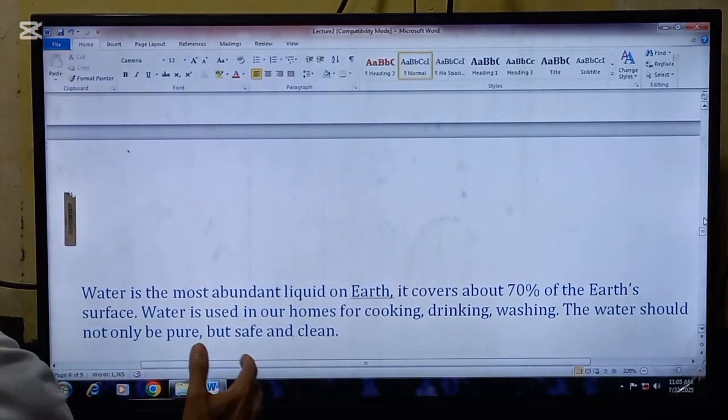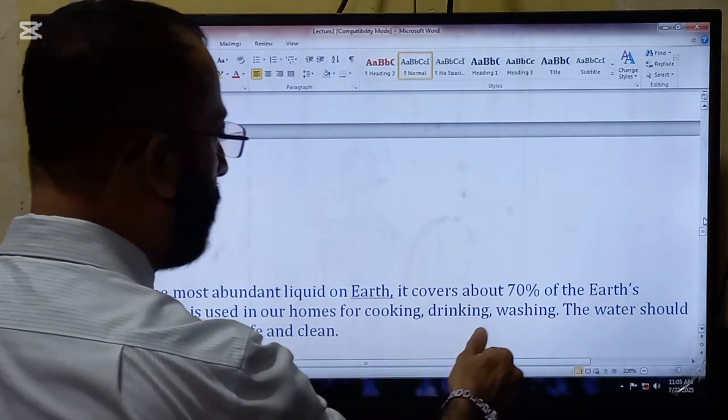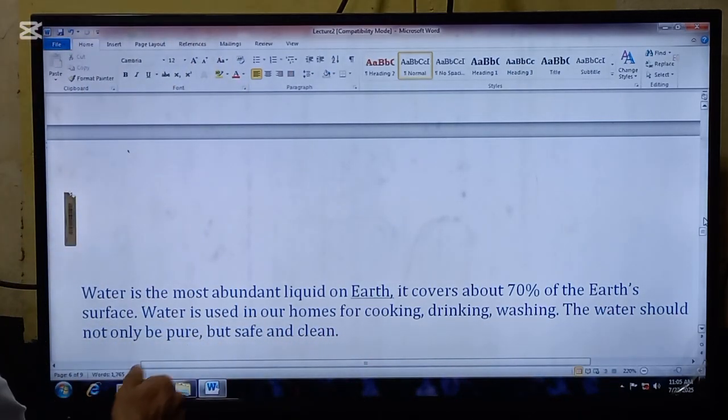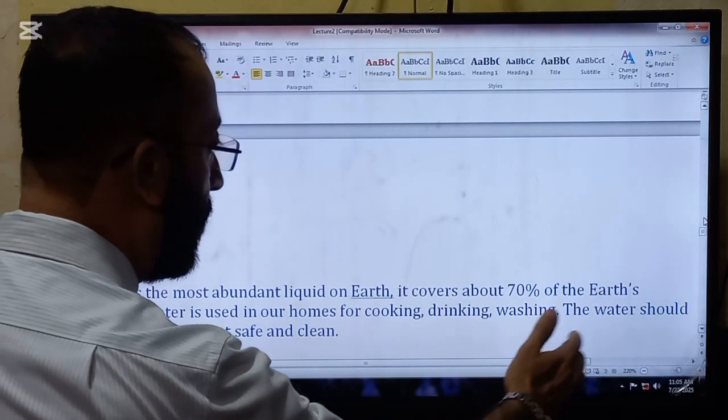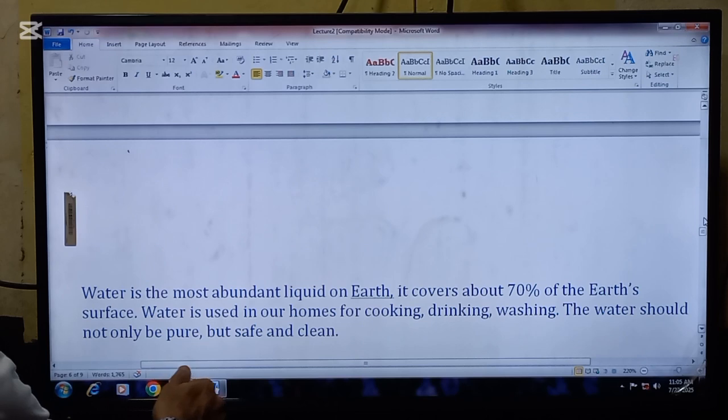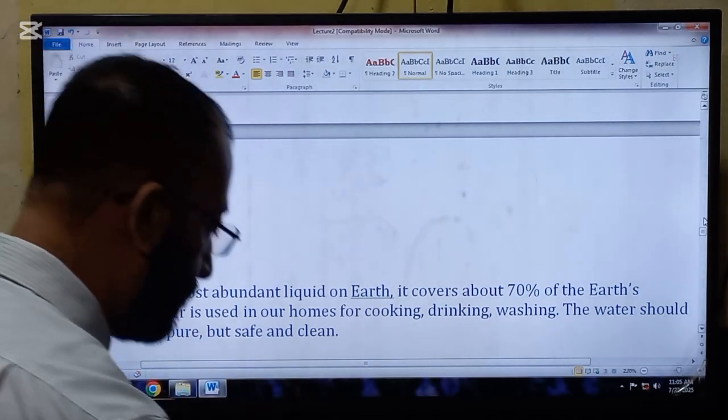Water is the most abundant liquid on the earth. It covers about 70% of the earth's surface. Water is used in our homes for cooking, drinking, and washing. The water should not only be pure but safe and clean.